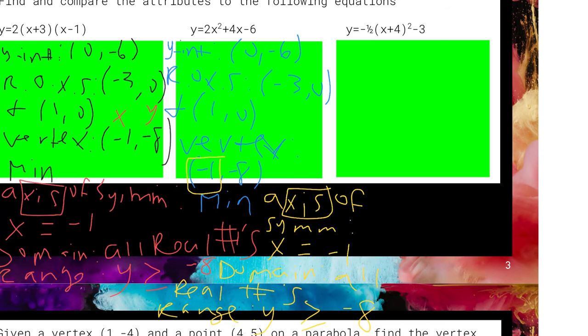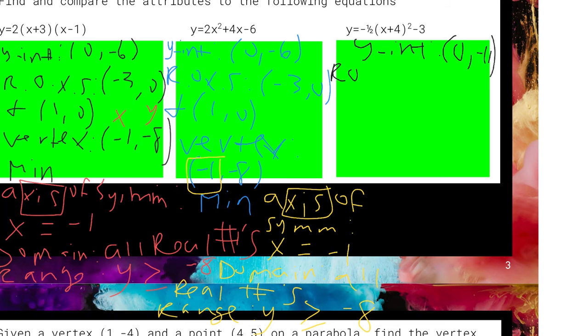So let's go ahead and type this one into Desmos. So we have y equals -1/2 parentheses x plus 4 squared minus 3. All right, so starting with the y-intercept. Oh, wait, that's kind of hard to see. Let me change the color. Let's do black. The y-intercept is where the graph crosses the y-axis. And for me, it is at 0, -11.